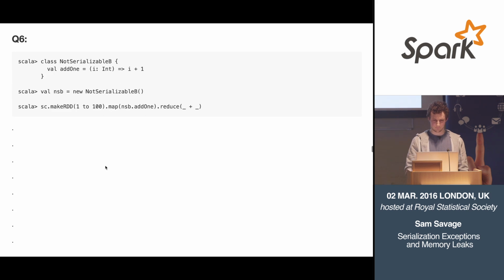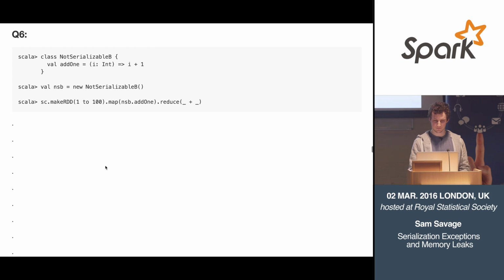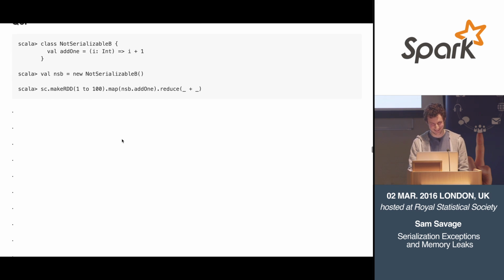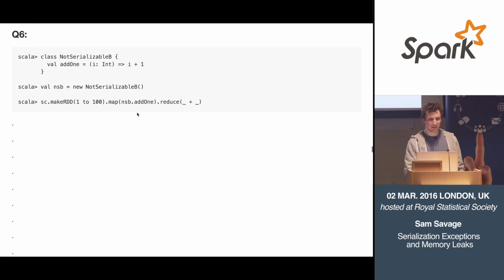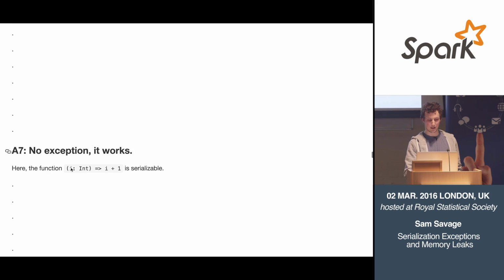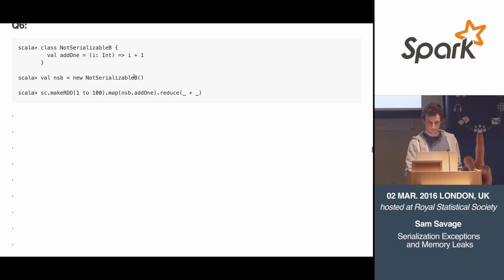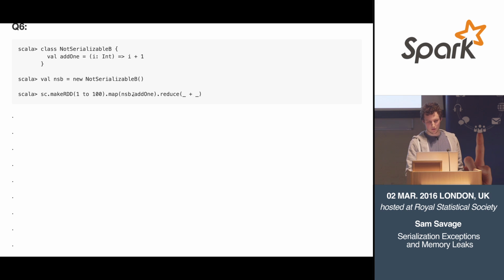So what about this one? Same. So this one doesn't cause a serialization exception. And that's because here we've got a function. We're creating an anonymous function, which is serializable, and we're passing it in here. We're not wrapping it in a lambda. So just this thing is being serialized.